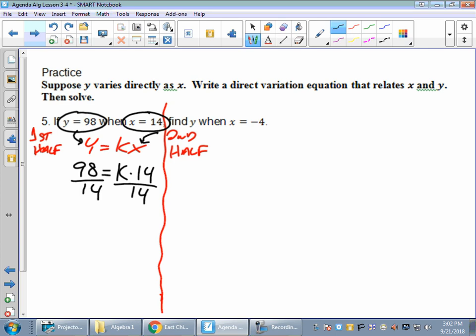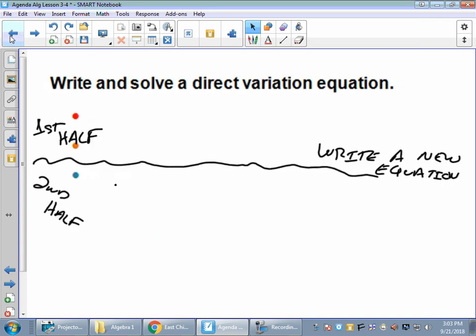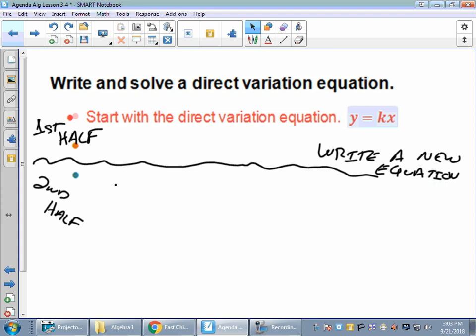Divide by 14. And I'm actually going to show you that in a different color because I like to do that, just to show you that we're actually doing the work there. So we divide by 14, and we get a nice even answer of k equals 7. Okay, but if we go back to the last slide, it said right here, start with that equation, and then find k by replacing x and y, and then we're going to write the new equation.